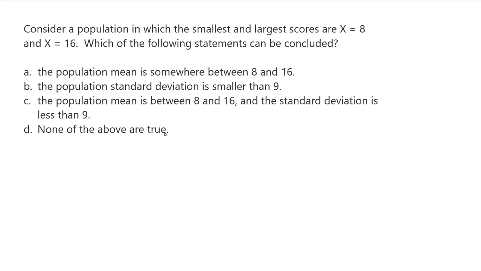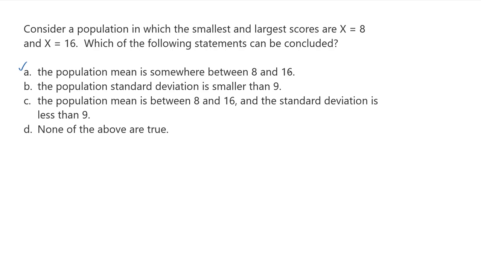To make sense of this, I'm going to go through these one option at a time. So let's consider A. The population mean is somewhere between 8 and 16. Does that make sense? Well, if my smallest and largest scores are 8 and 16, it certainly does make sense that the population mean would be somewhere between the smallest and the largest score.